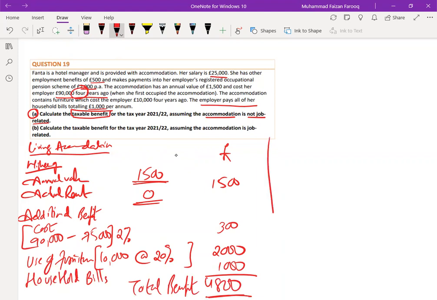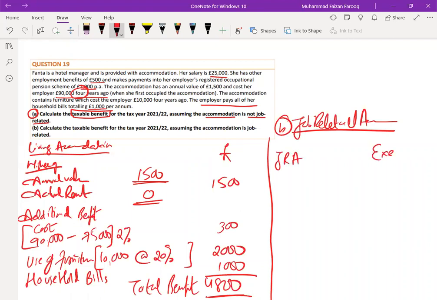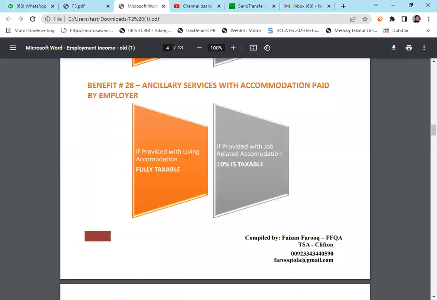Simple, very easy. But the B part is if it is job related accommodation. So what should we do? We know that job related accommodation is an exempt benefit. We will write 0. And the ancillary services, what should we do with that? It will be taxable at 10%. How are we going to calculate this 10%? We are going to learn now.